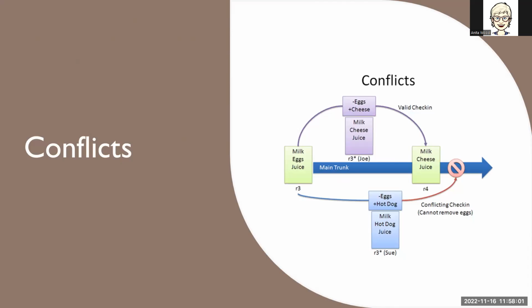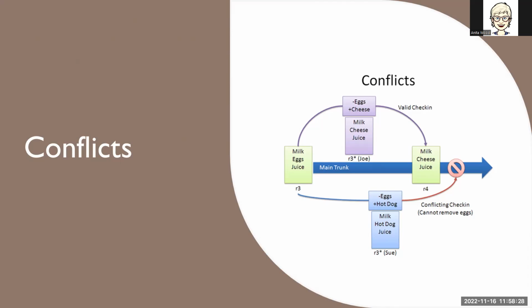Many times in the version control system, it can automatically merge changes to different parts of a file, okay? And conflicts can arise when changes appear to not gel. Joe wants to remove eggs and replace it with cheese. So the diff is minus eggs and plus cheese. And Sue wants to replace the eggs with the hot dog. So they do minus eggs plus hot dog.